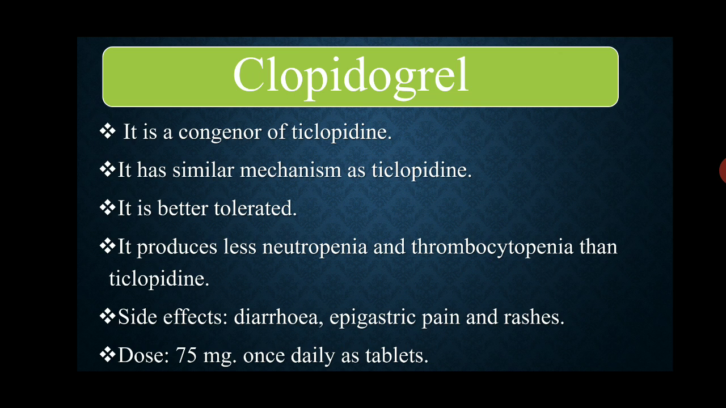Clopidogrel has a similar mechanism to ticlopidine. It is better tolerated and produces less neutropenia and thrombocytopenia than ticlopidine. Side effects of clopidogrel include diarrhea, epigastric pain and rashes. The dose of clopidogrel is 75 milligrams once daily as a tablet.